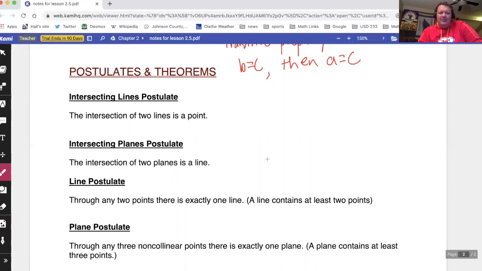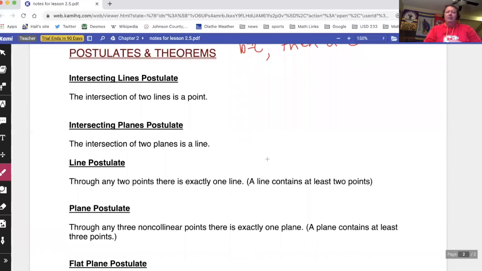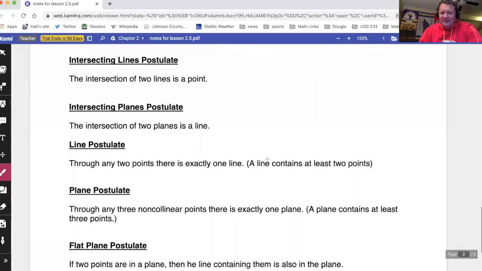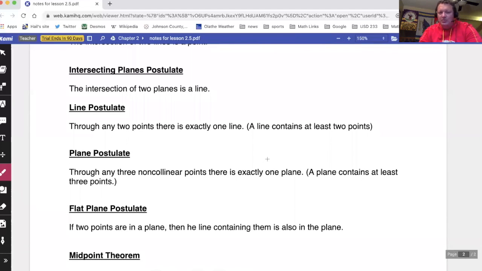All right, the line postulate says that through any 2 points, there is exactly one line. So we could say that a different way and say a line contains at least 2 points. Again, even if the line is not physically drawn on your diagram, it's still there. At least it could potentially be there. That's why when we talk about terms like collinear, we always have to have at least 3 points, because 2 points are always collinear.